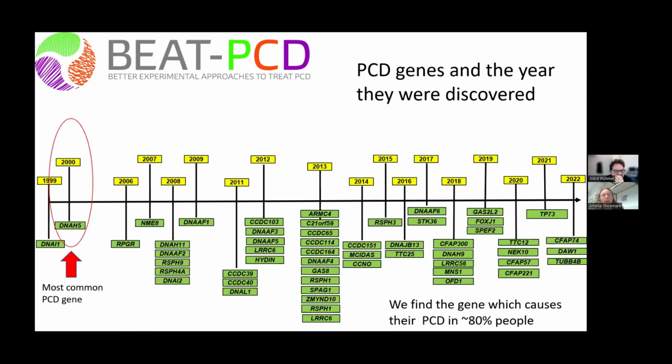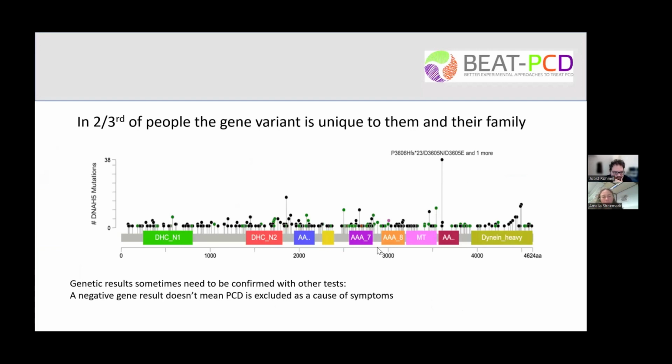So DNAH5 is currently the most common PCD gene, and I just wanted to show you, this is a slightly complicated slide, but I think it's nice to understand. This is the DNAH5 gene. So if you think about your genome as an instruction manual as to how to build, I don't know, a car, then each of the genes is a page of that instruction manual, and each of these things is a word in the page.